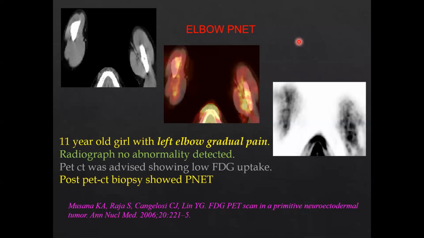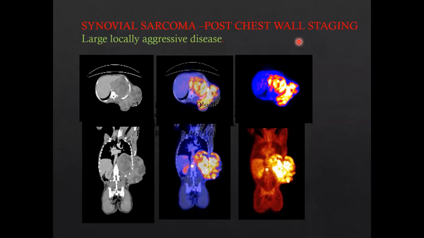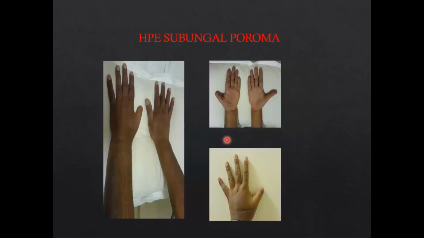This is another synovial sarcoma, posterior chest wall for staging, large locally aggressive disease. If you see this, there is a large lobulated mass with ill-defined necrotic areas involving the left lower chest wall and left upper abdominal wall, and it is extruding like a cauliflower growth. But if you see the PET here, extensive uptake is seen except for the small necrotic areas which don't show any uptake, and there is associated lumbar vertebral uptake consistent with metastasis, but the rest of the lungs appear grossly normal, and the rest of the body is normal.